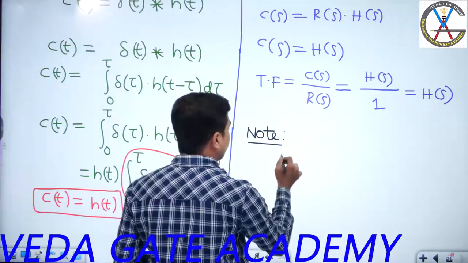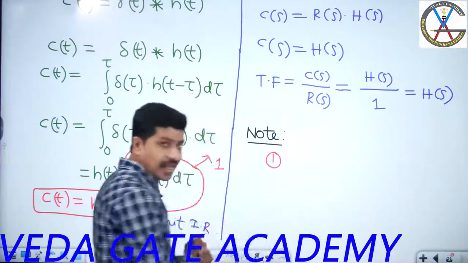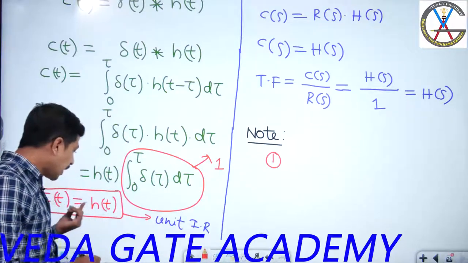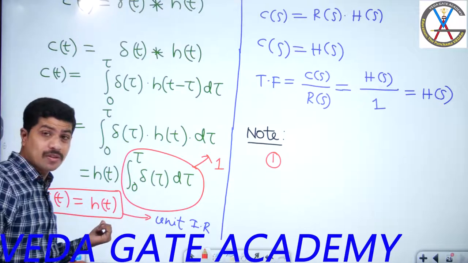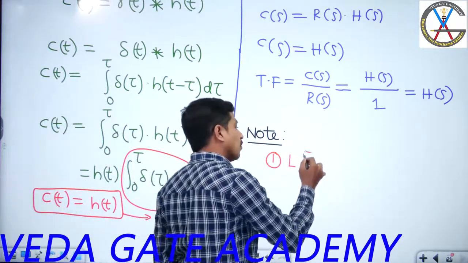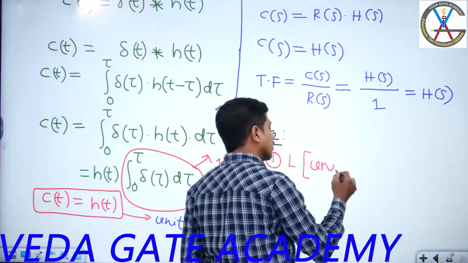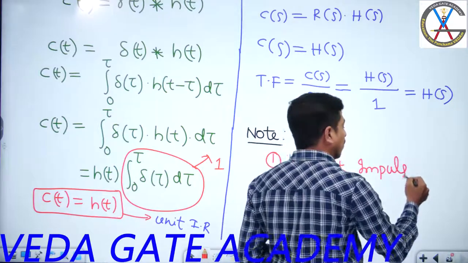Now, one of the very, very important note points for control systems is, observe here. Clearly, these two note points are very important. First one: if I apply Laplace to this C of T, I'm going to get C of S, which is equal to H of S. This is the Laplace transform of unit impulse response.